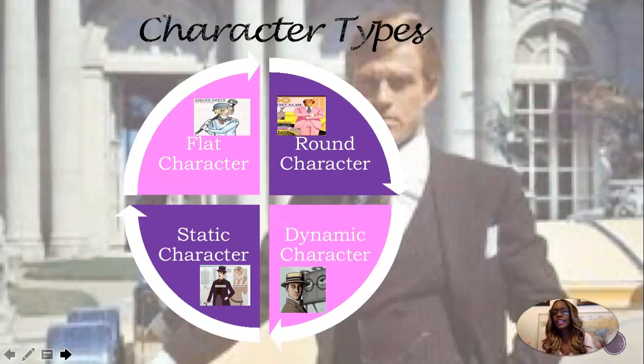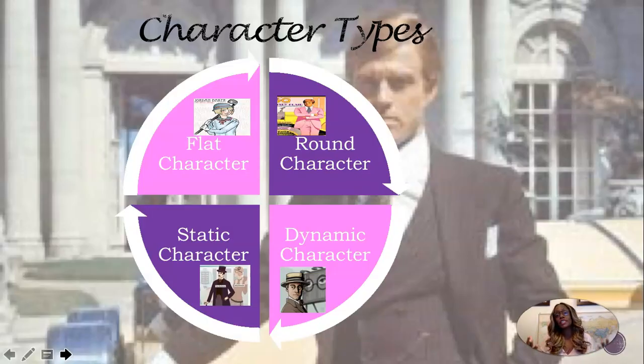There are different character types, and you probably have been introduced to these concepts. There's the round character. A round character is just that. They're well developed, fully developed. We know what they look like, the things that they say. We know they're complex and interesting. And oftentimes they're the protagonist.